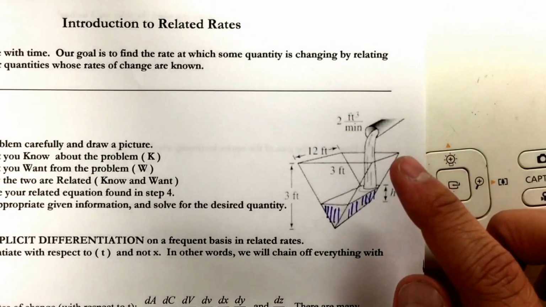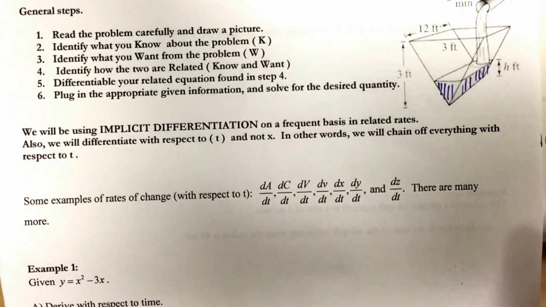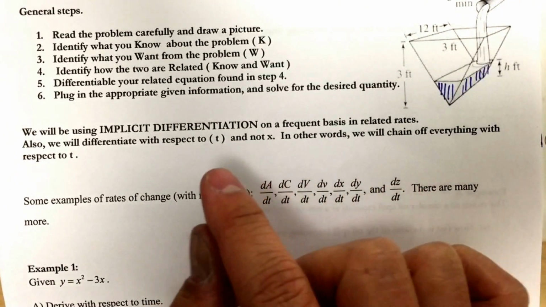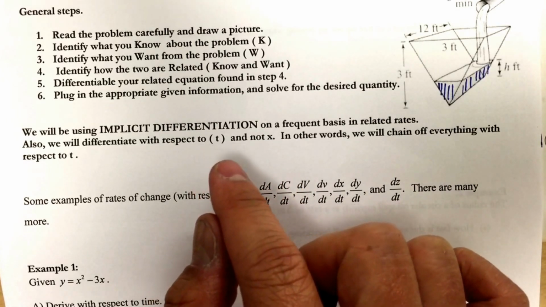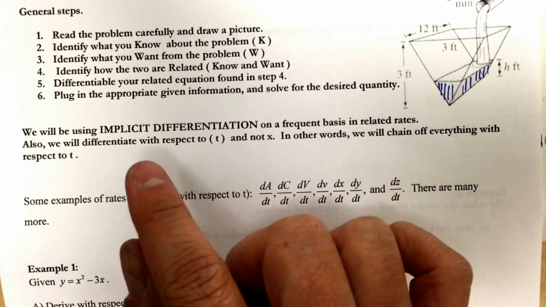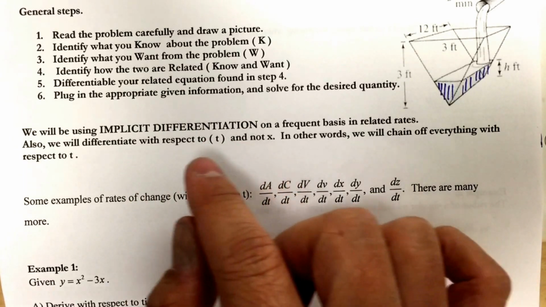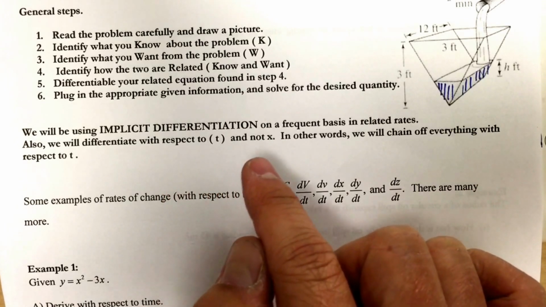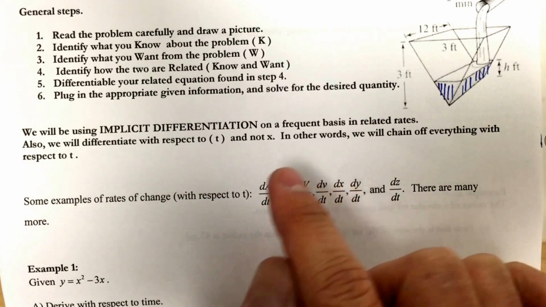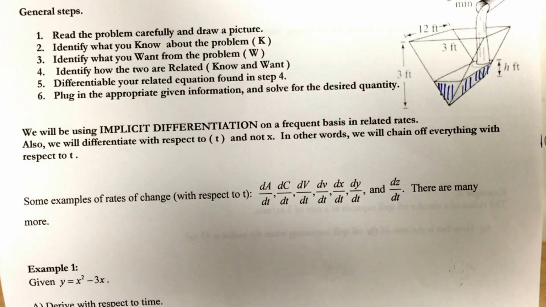Now, things change over time. So from now on, we're not going to use the letter x. Instead, we're going to use the letter t. Most of these problems are going to involve implicit differentiation, so we're going to be doing that a lot. So keep that in mind, okay?